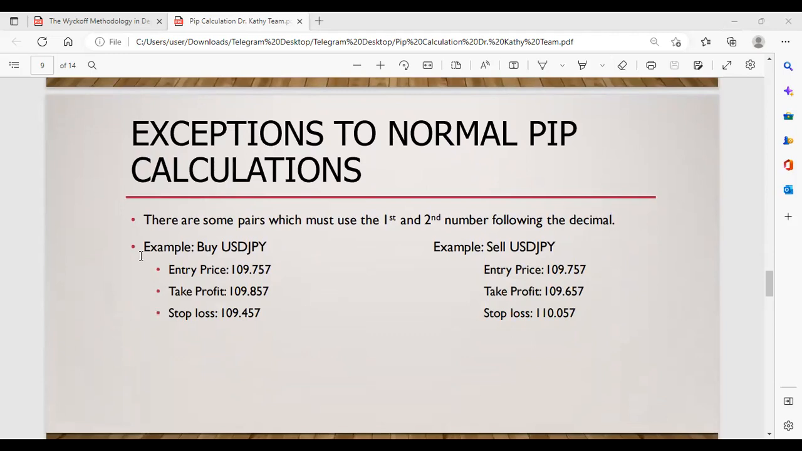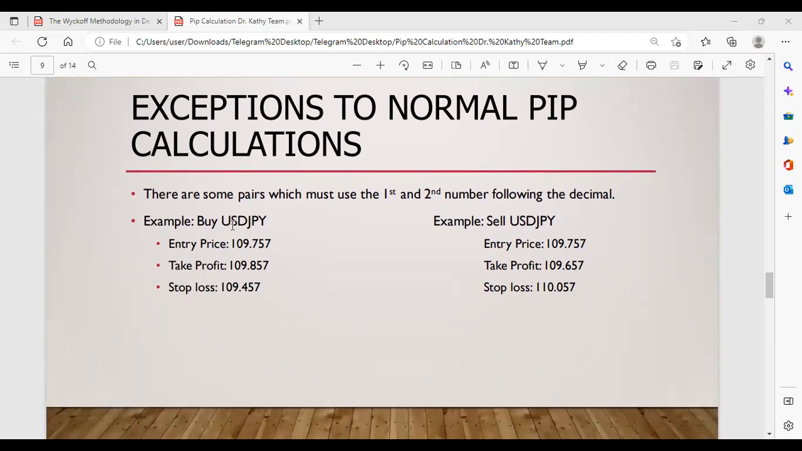Calculation for normal pip calculation. There are some pairs which must use the first and the second number following the decimal. As I said before, there are different pairs. Some pairs you can do that with, and some pairs you can't. For example, the USDJPY is a different pair which has 3 decimal points behind. While other pairs like GBP and JPY just have 1 decimal point ahead and about 4 decimal points behind. So, GBPJPY, you can see the entry price.